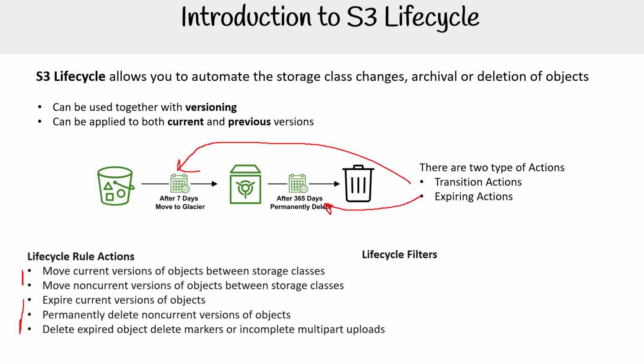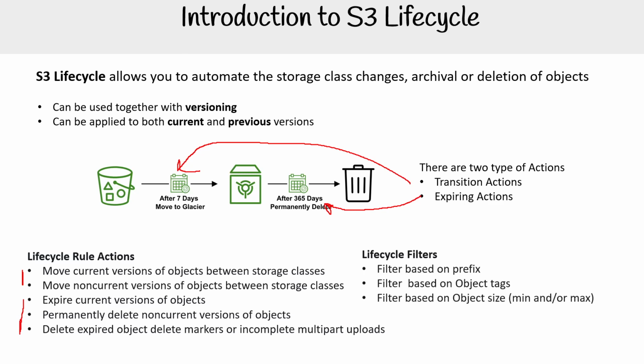Then we have filters that we can apply to say, hey, we only want to get these particular objects in our bucket that we want to apply these rules to. So you can filter based on prefix, on object tags, and on object size. We'll cover this more here in a moment, okay?